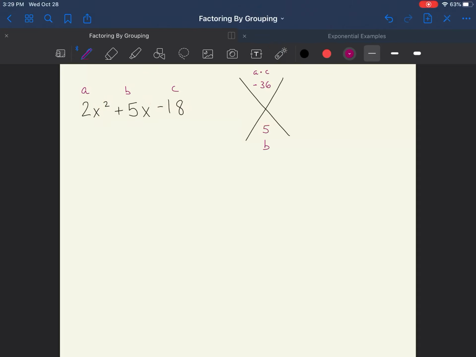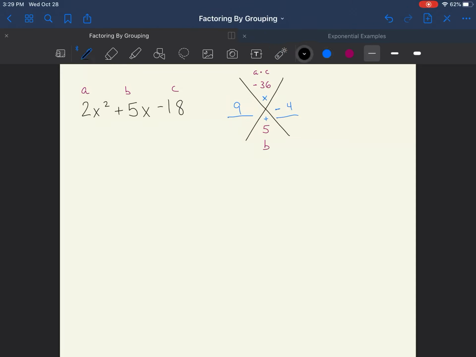And we want to know what multiplies to negative 36 and adds to 5. Now, one trick here. Since I'm multiplying to a negative number, I know one number is going to be positive and one is going to be negative. So if I think for a little bit, and I'll give you a second to think, what multiplies to negative 36 and adds to positive 5? That is going to be 9 and negative 4. 9 times negative 4 is negative 36. 9 plus negative 4 is 5.